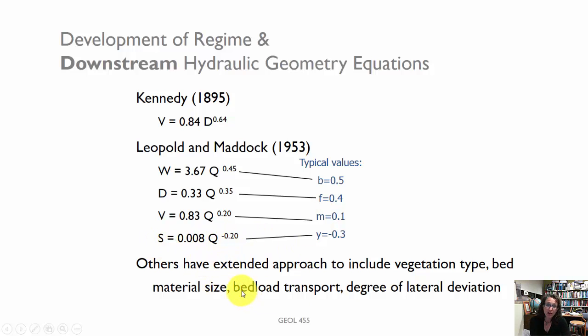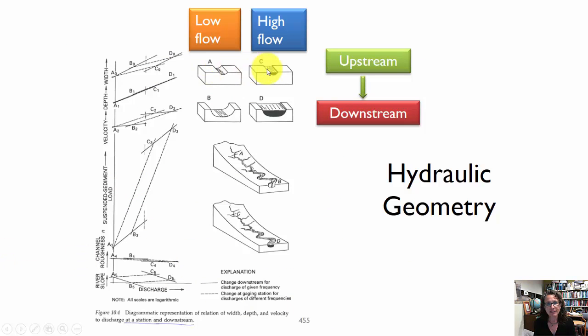So others have extended this approach to include other factors: vegetation, bed material, bedload transport, and degree of lateral deviation, which has to do with meander bends. So A and C are at the same place. A is at low flow, C is at high flow. B and D are the same place. B is low flow, D is high flow. So here's our channel at low flow from A to B. Same channel, high flow, C to D.